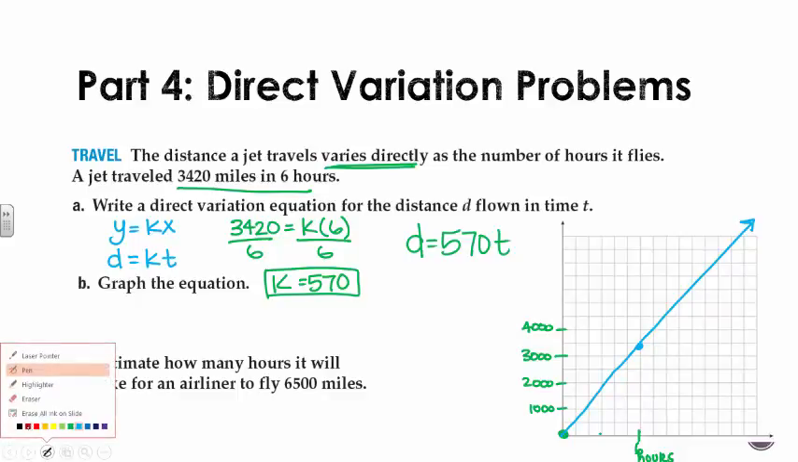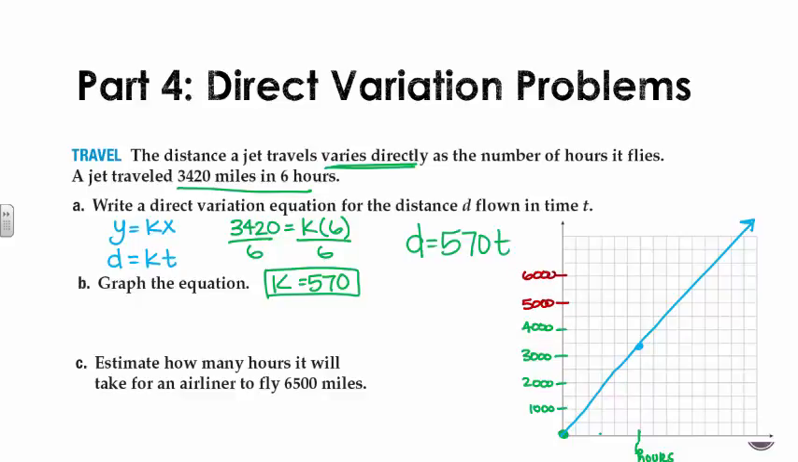Then they ask us to estimate how many hours it will take to fly 6,500 miles. So let's extend this. So 6,500 would be right in the middle of that 6,000 and 7,000. Come over here, estimate, draw this down. This is 6, 7, 8, 9, 10, 11. So I'd say like 11.8-ish.